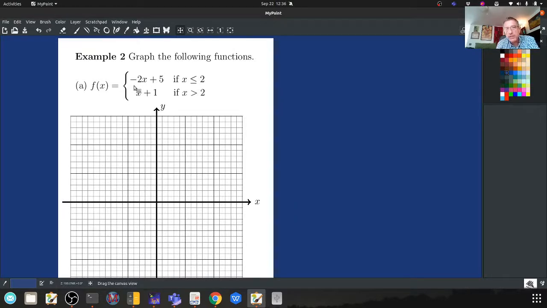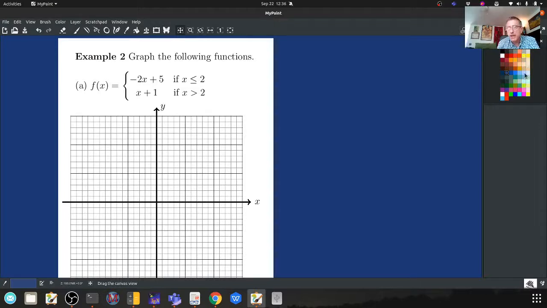So if your x value is less than or equal to 2, the rule is you take your input value, you multiply it by minus 2 and add 5. If your x value is greater than 2, you take your input value of x and you add 1 to it.